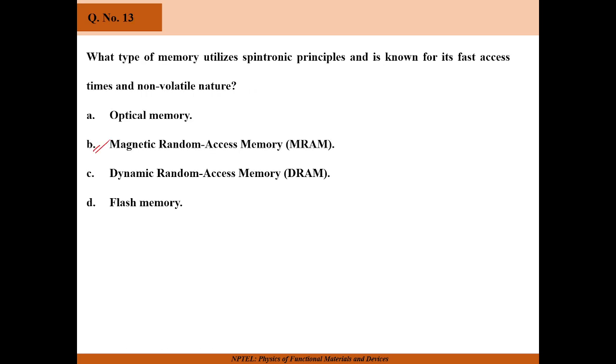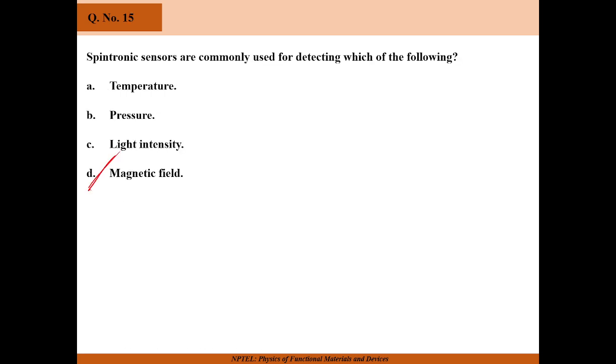What type of memory utilizes spintronic principles and is known for its fast access times and non-volatile nature? It is MRAM. Non-volatile means your information is not lost even if you turn off the power. Spintronic sensors are commonly used for detecting the magnetic field.